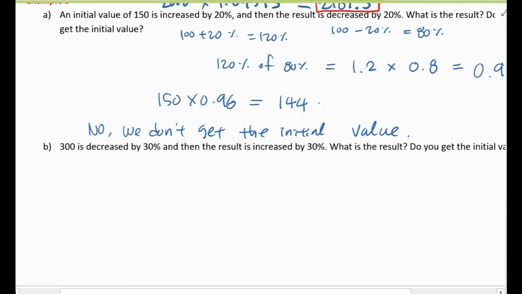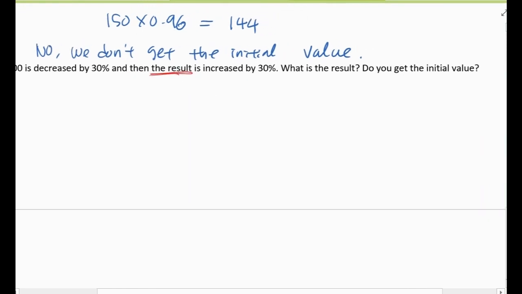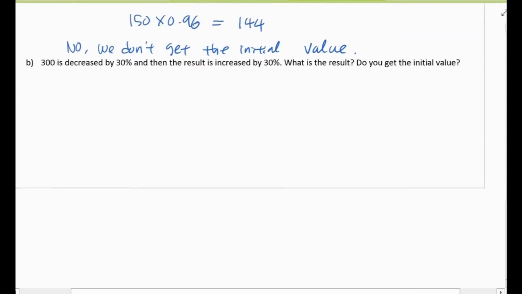Make sense, everyone? Let's move on to letter B. 300 is decreased by 30%, then the result is increased by 30%. What's the result? Do you get the initial value? What is the answer, everyone? No. Let's do it together, but I want you to pause the video and try it by yourself first, and then we'll go over it together.